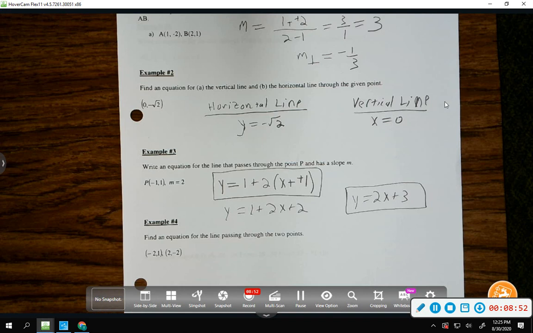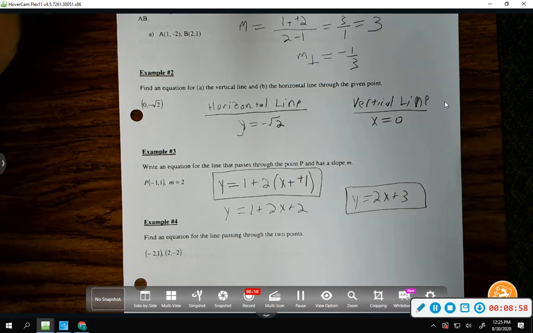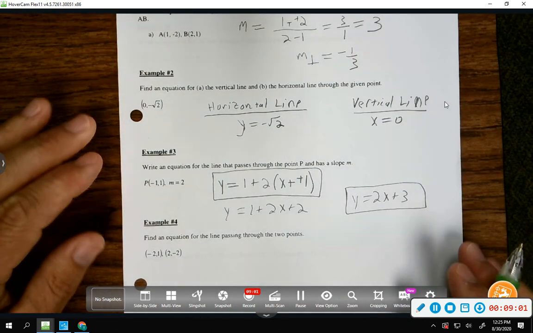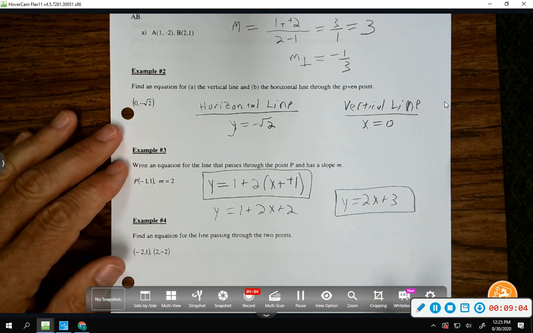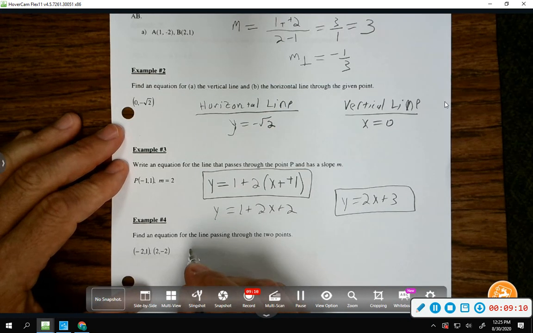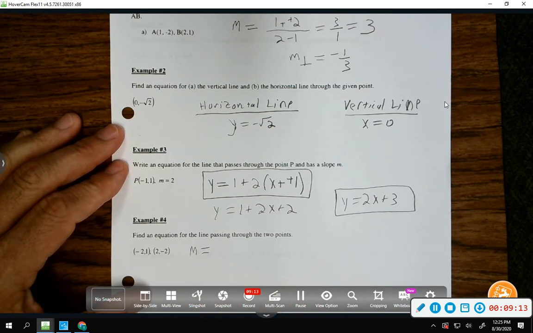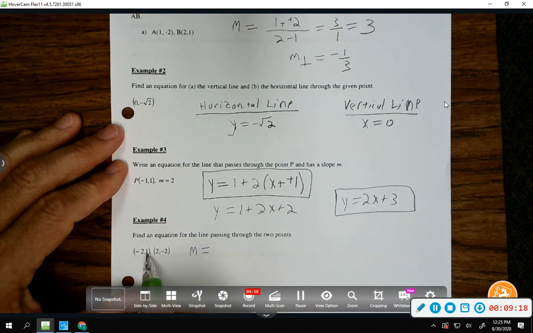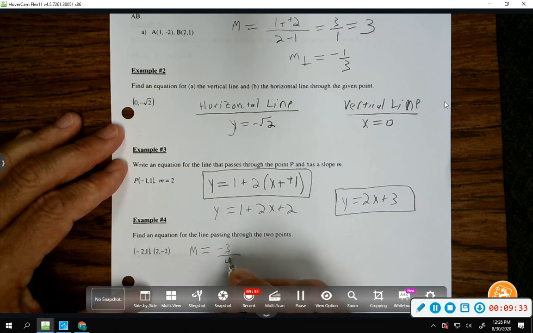Okay? Example number 4 is exactly the same as example number 3 with one little change. That little change is the simple fact that they do not give us the slope this time. We've got to find it. Otherwise, it's the same. So I'm going to say the slope is subtract the y coordinates on top. -2 minus 1 is -3. Over subtract the x coordinates on the bottom. 2 minus -2 becomes 2 plus 2 when you subtract a negative, or 4.